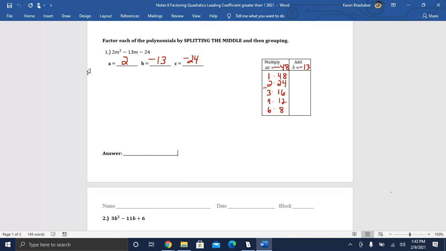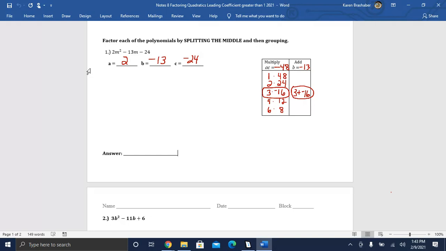Well, the pair that will work is the 3 and the 16, but we'll need to make the bigger number negative so that when we add 3 and negative 16, we'll get negative 13. So this is our pair that we will use in order to split the middle.